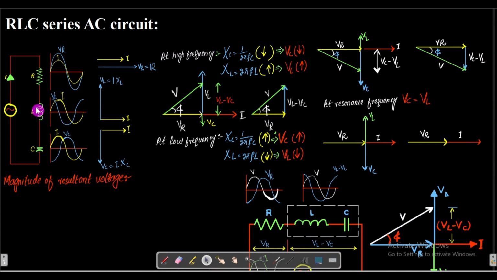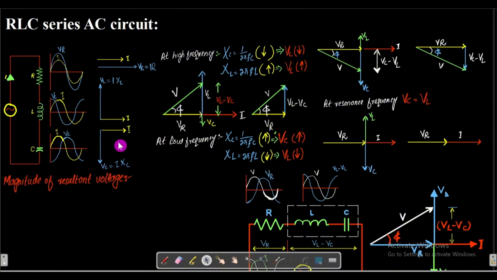In a pure inductive circuit, the voltage VL leads the current I by 90 degrees. So this is the phasor for the voltage VL and this is the phasor for the current I. This phasor VL leads the current I by 90 degrees. In a pure capacitive circuit, the current I leads the voltage VC by 90 degrees. So in this phasor diagram, the current I leads the phasor of the voltage VC by 90 degrees.